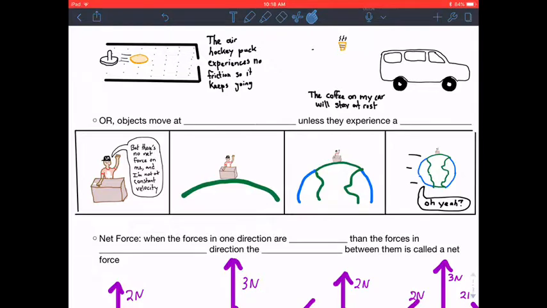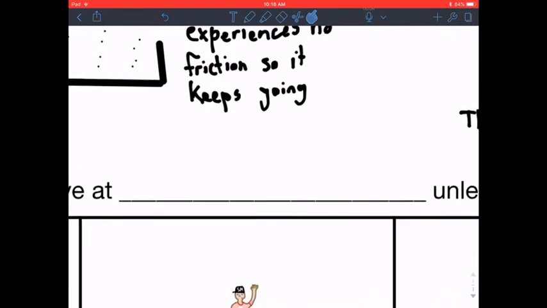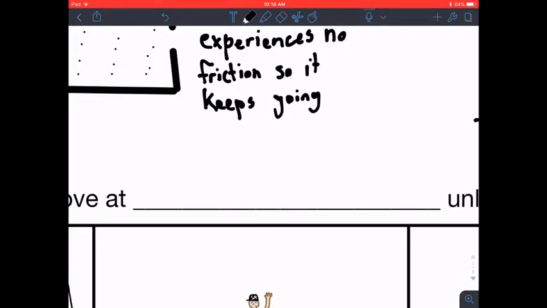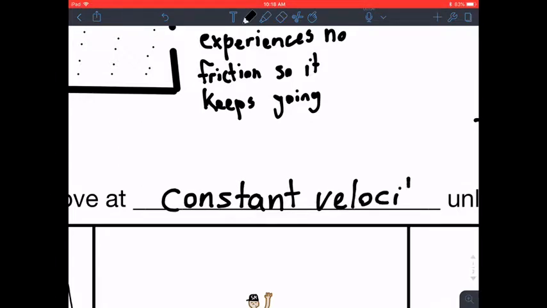But in high school, we're going to state this law a little bit differently. It's the same thing, but it's a little bit more specific as far as the wording. So we're going to say that objects move at constant velocity. If you think about it, that's actually the same thing that you said in junior high. Objects in motion stay in motion. Well, that's constant velocity.